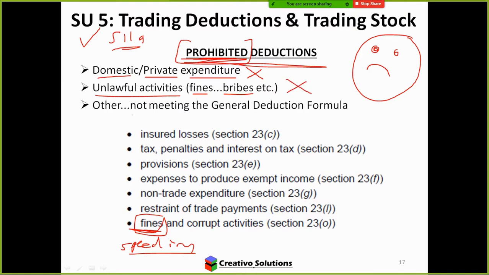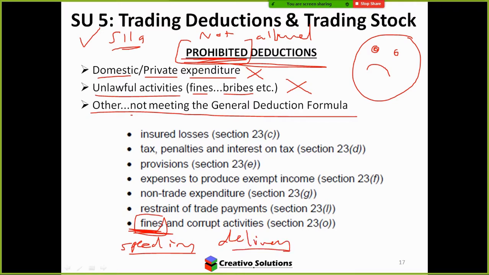Okay, I think I've worded that incorrectly. It can meet the general deduction formula, but it's still prohibited. Prohibited meaning it's a prohibited deduction, it's not allowed. So for example, that example we just used: if I get a speeding fine because I'm delivering something, there's no way you're going to be able to deduct that.